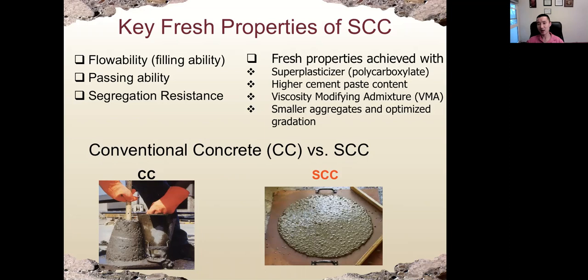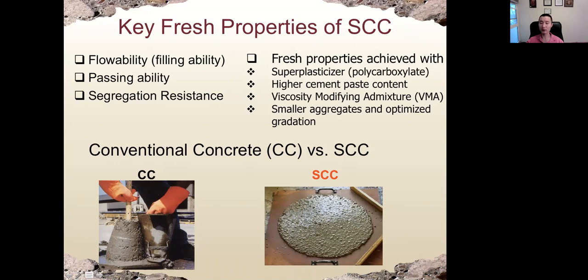Typically, we also use higher cement content. This will increase the cost, but this is important to achieve higher flowability and also higher passing ability. Sometimes we use viscosity modifier admixtures. These chemical admixtures can enhance the viscosity of concrete, so that will reduce the segregation potential of concrete. Smaller aggregate is also used. That will reduce segregation potential and also enhance the passing ability.